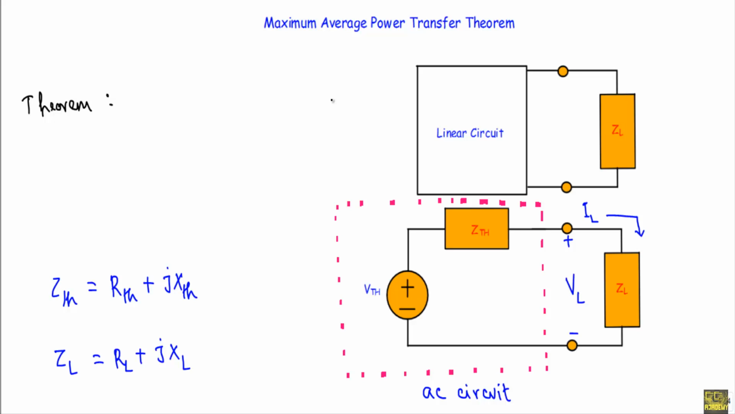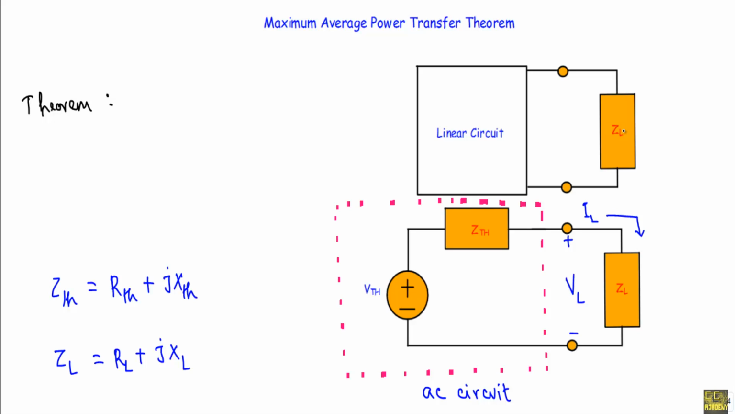In this video, I will talk about the maximum average power transfer theorem in case of AC circuit. I will show you the condition for which the circuit will receive maximum average power from the AC circuit, and I will show you the formula of that maximum average power that will be transferred to the load impedance ZL.